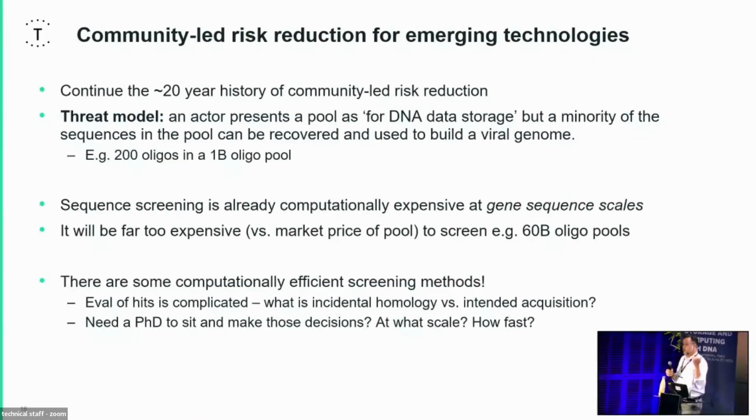We heard some talks yesterday about really interesting uses of GPUs and FPGAs for computationally efficient algorithmic implementations. But even if you could do that for screening, you are still left with the interpretation of the screening results, which are really complicated and generally require a PhD-level skill set to interpret. And even then you are left to the moral decision making of the observer to say, is this something that crosses my threshold for whether I'd be concerned or not?